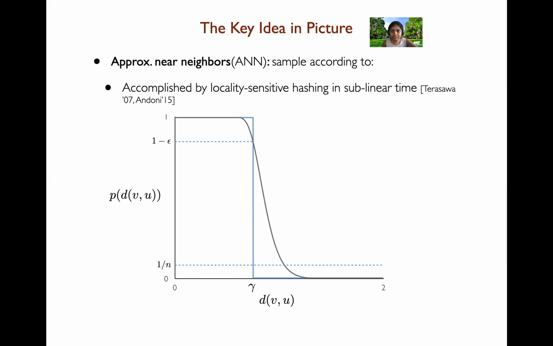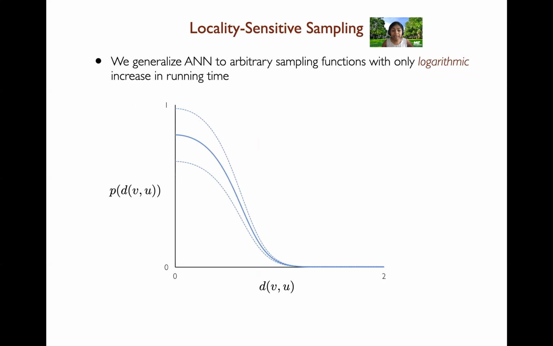We generalize this use of approximate near neighbor data structures to be able to sample arbitrarily from any decreasing function. You can look at this picture, and what we're exactly doing is stacking a bunch of these approximate near neighbor objects with different heights and widths so that we can imitate any decreasing function. And the key result here is that we can do this with only a logarithmic increase in the running time of the algorithm.